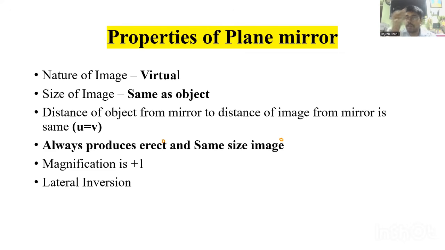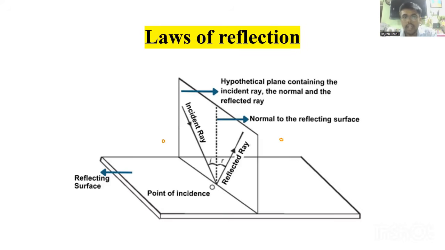Okay, so plane mirror always produces virtual image, same size, erect image, magnification +1. Why +1? I am standing. Am I upside down on your screen? No, I am same only, straight only. So that is why it is +1. These are the properties of plane mirror. Let's go to laws of reflection.